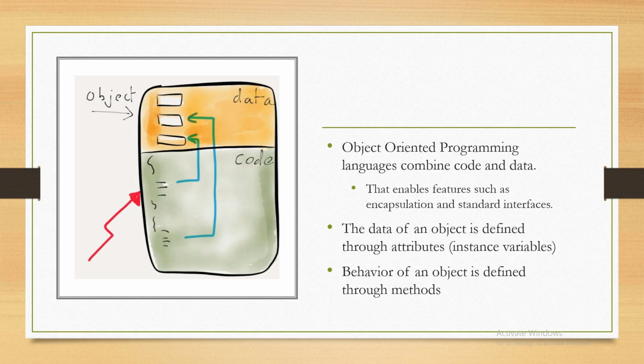But anyway, the data of an object is defined through attributes, or also called instance variables. Behavior of an object is defined through methods. So here in this image, as you can see, this whole thing is our object or a class. Here are our instance variables or the data, and here are our methods or the behavior that is going to be using the data that we give, and we are going to be manipulating this data.